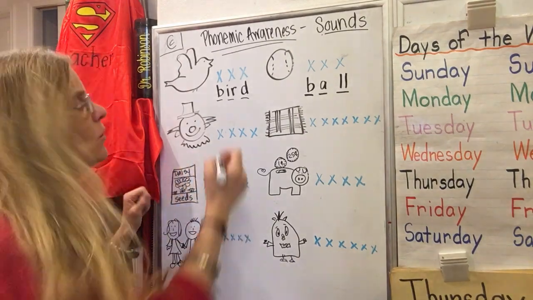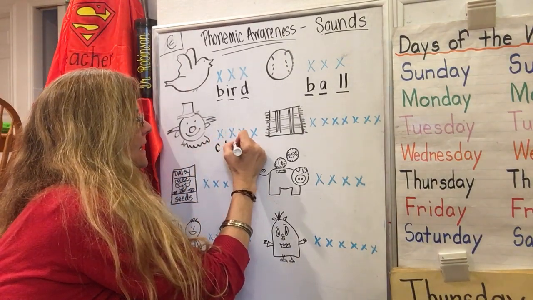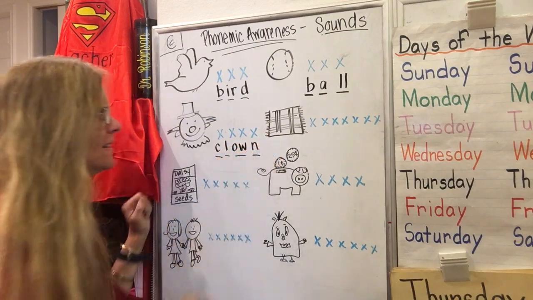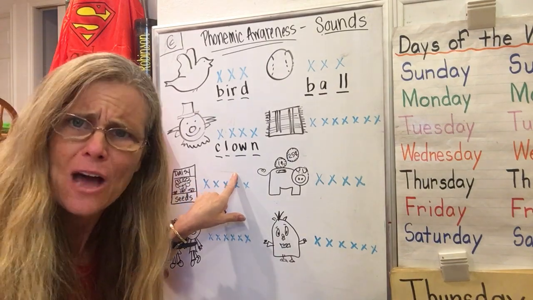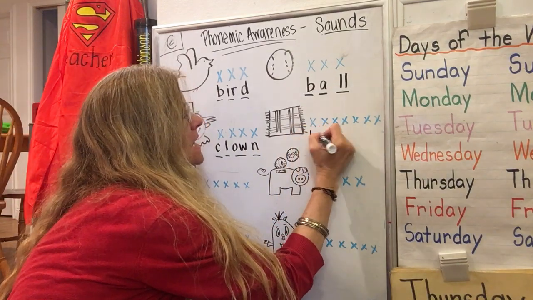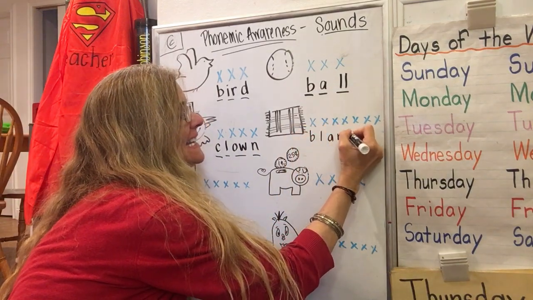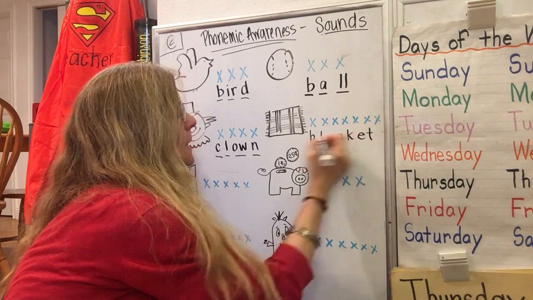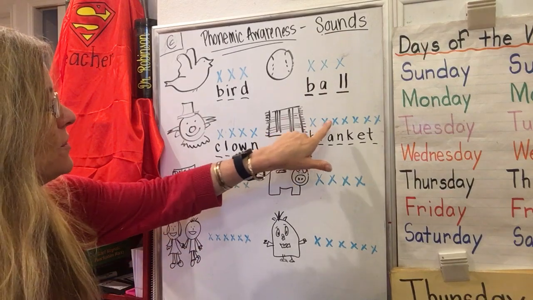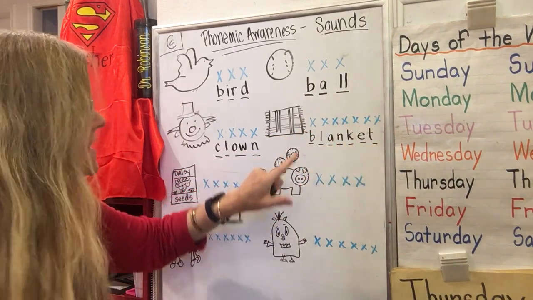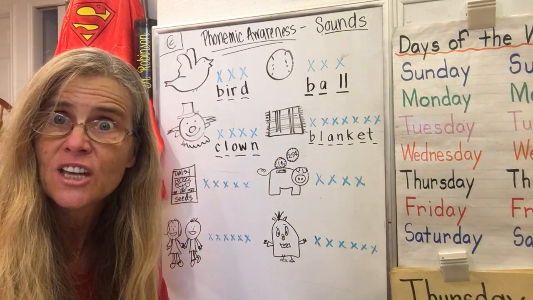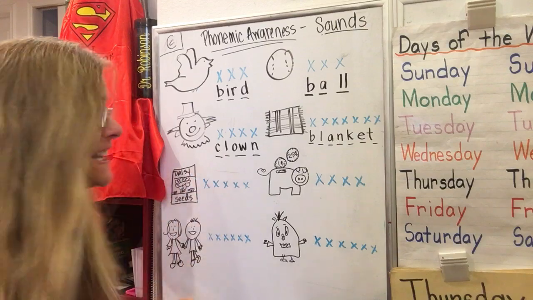This is a clown. Watch how I spell it. K-l-ow. Two letters got together to make the ow sound. This is a blanket. Watch how I spell it. B-l-a-n-k-e-t. 1, 2, 3, 4, 5, 6, 7. 7 sounds. 7 letters. There was a letter for every sound.